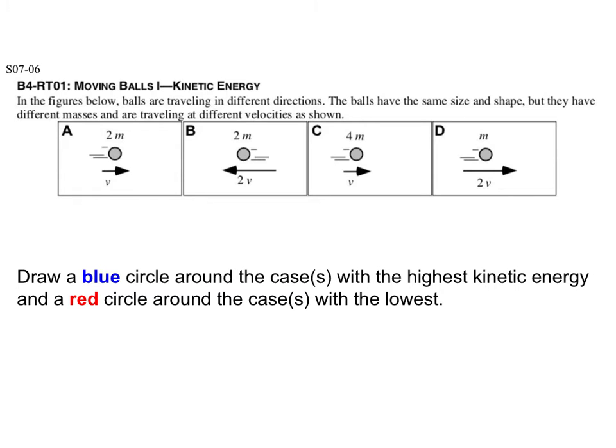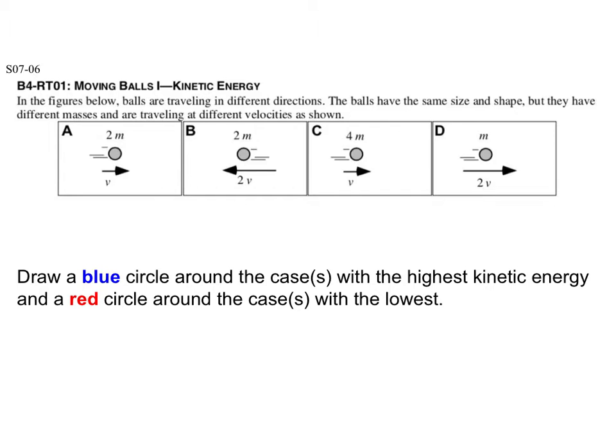All right, straightforward and a quick one. In the figures below, balls are traveling in different directions. The balls have the same size and shape, but have different masses and are traveling at different velocities. Draw a blue circle around the case or cases with the highest kinetic energy, and a red circle around the case or cases with the lowest. Again, pause the video and then come back and we'll solve it.